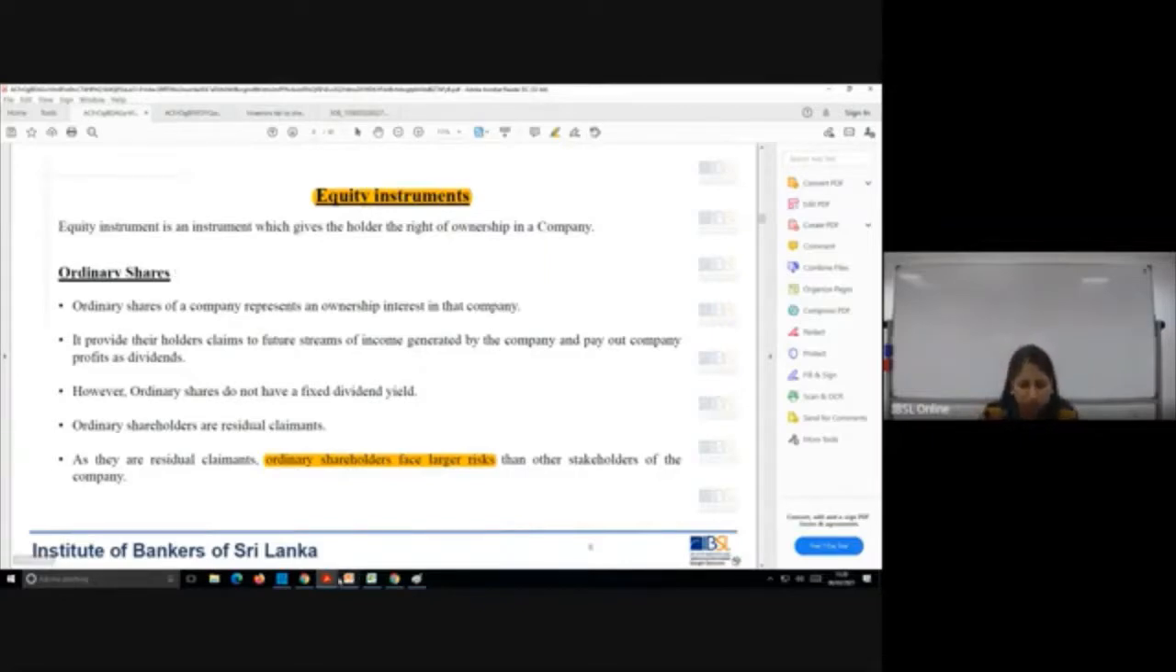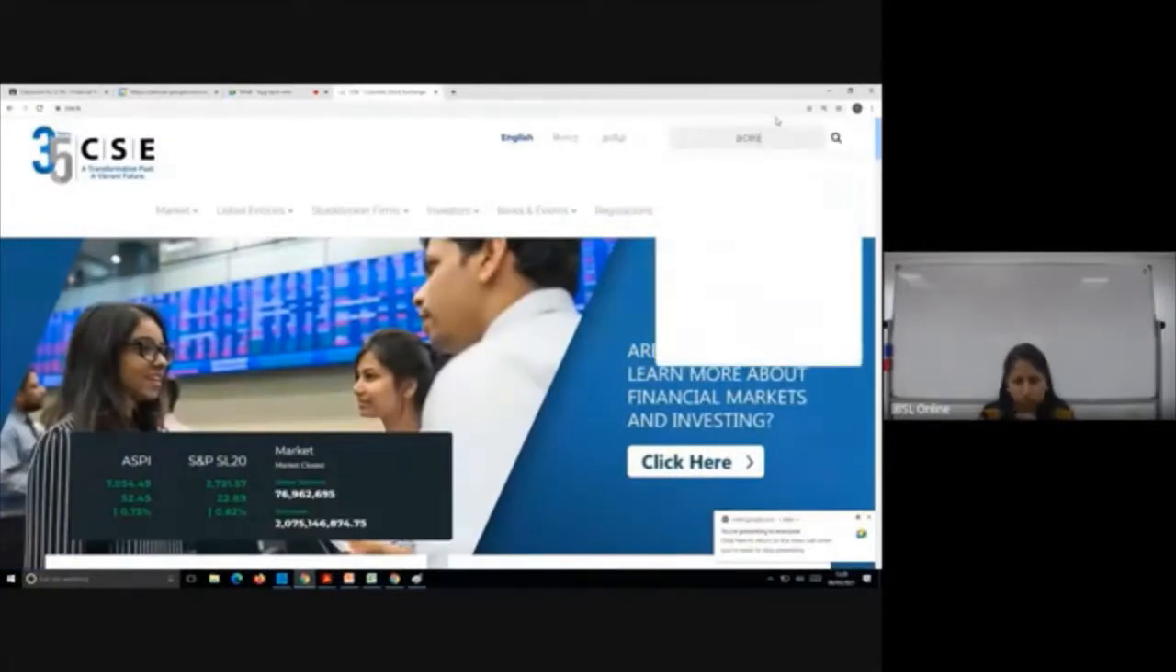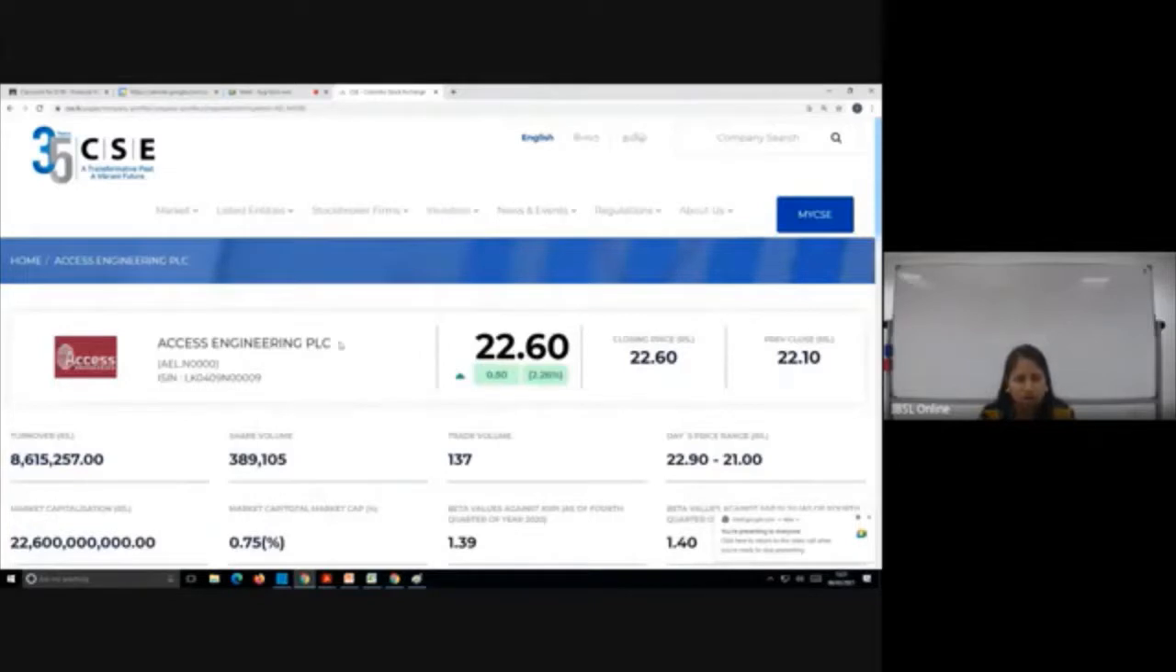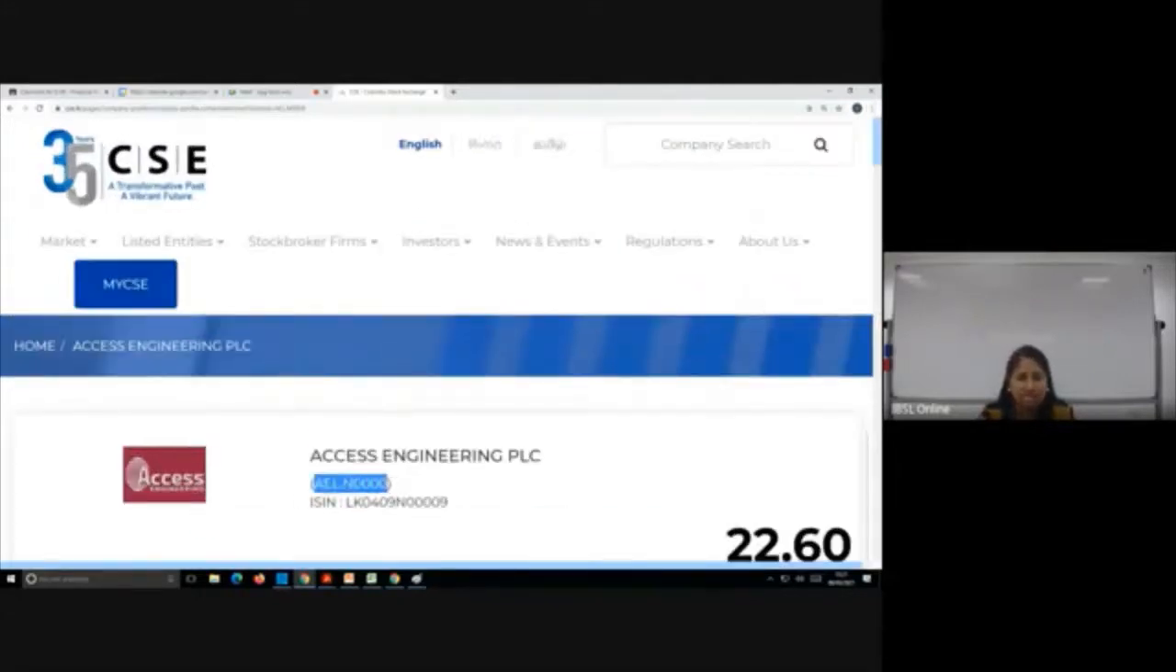Now, if you go to the Colombo Stock Exchange, let's go to one of the most used companies in our examples, Access Engineering. How do I know whether this company's share available is the ordinary share or the preference share? How do I know that? By using this ticker. The term ticker, I will explain it to you. It's like the stock symbol. This is the internationally used symbol.